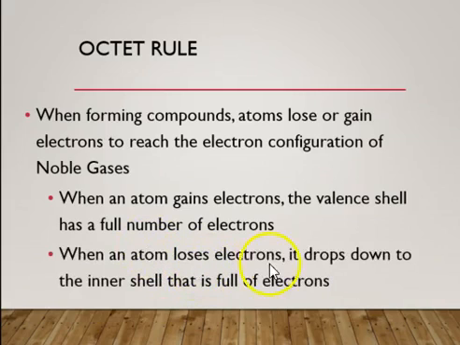So when an atom loses electrons, it drops down to the inner shell that has its full number of electrons, or it may go up to the outer shell that is the closest noble gas forward from it. So either way, I'm going to have the valence electrons of my closest noble gas.